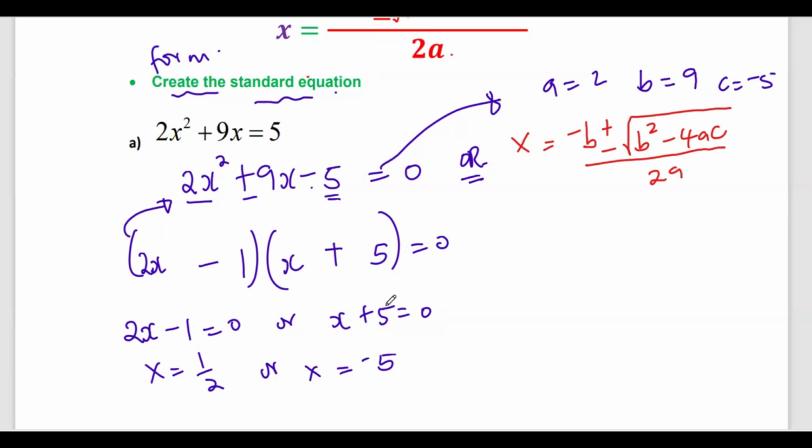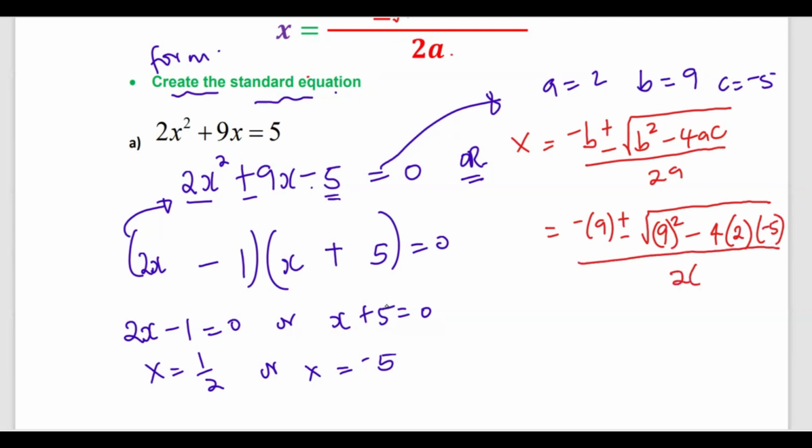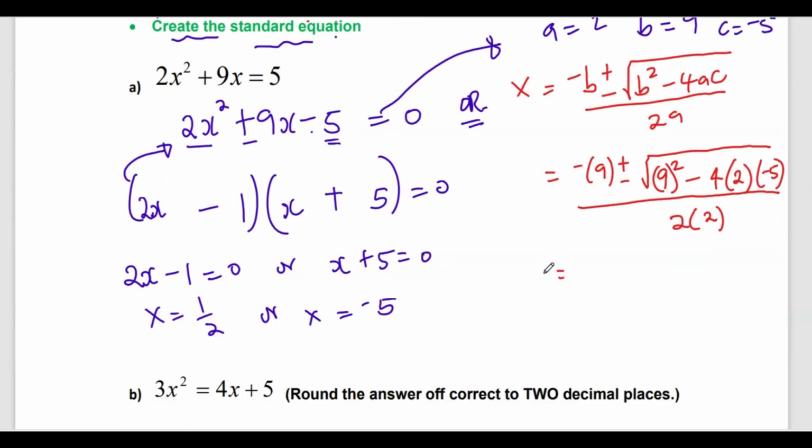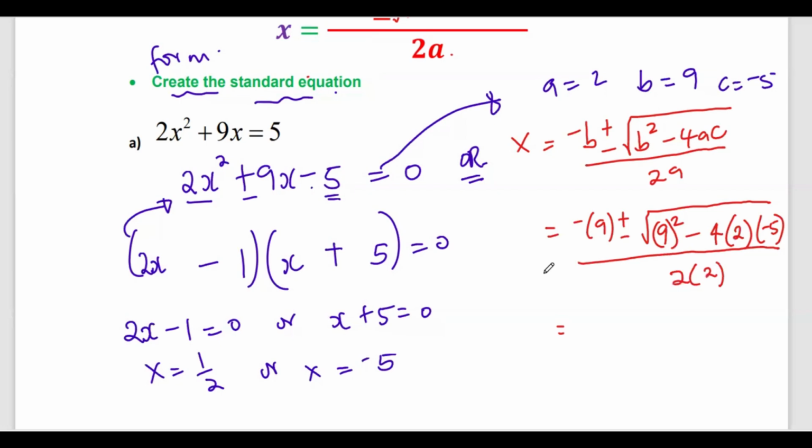All right, so let's do the substitutions. We're going to say that negative b, so it's a negative with a 9, and then plus minus the square root of, that's going to be 9 squared, minus, let me put this in brackets, it's going to be 4, multiplied by the a, which is a 2, multiplied by the c, which is a negative 5. This is all over 2 multiplied by 2. And then from this level, you can just punch this into your calculator, okay? Alternatively, you can go ahead and simplify it further.